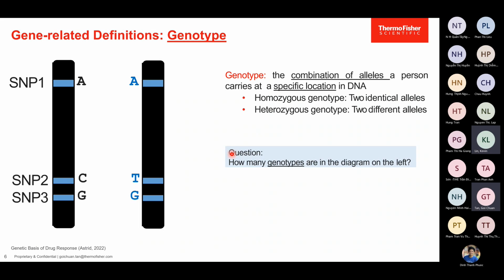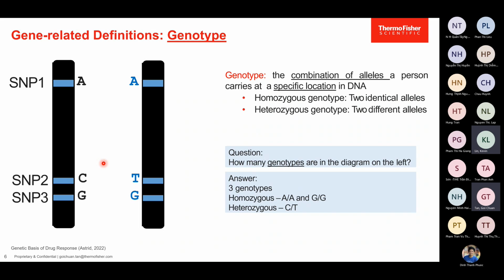Okay. Question. How many genotypes are in the diagram on the left? The same one. How many genotypes? I hear 2. Any more answers? Any more guesses? I hear 3. Most people say 2. Let's see what's the answer.